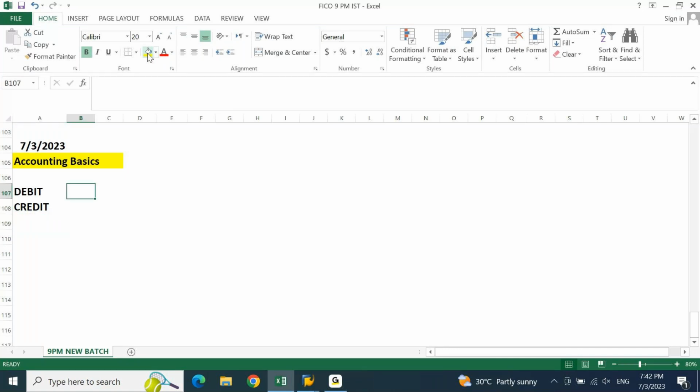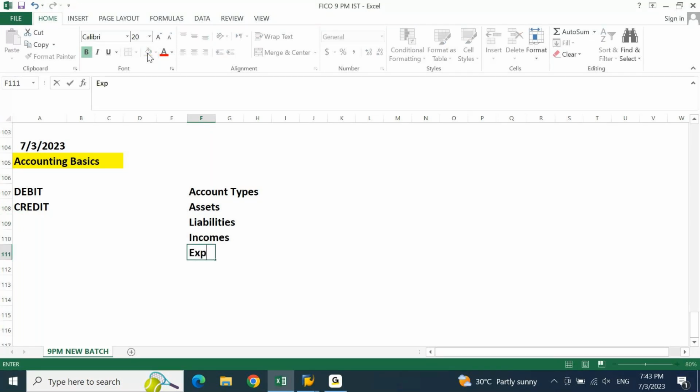When I talk about debit, where are we going to use this debit and credit? In general, in a business transaction, you are going to use debit and credit. Now, let me put something here called account types. I will write assets, liabilities, incomes and expenses. These four I am calling account types.